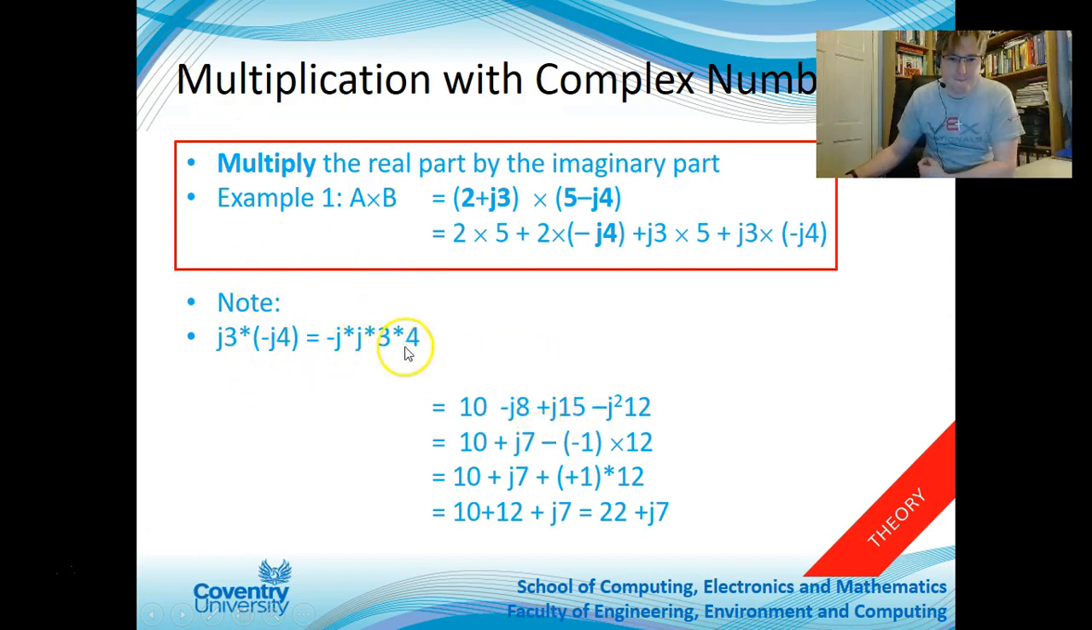Note our minus J squared becomes a minus 1, but that minus sign is still there because the J squared becomes minus 1. So there we have minus minus 1, which becomes plus 1. We can add these two complex numbers together. So minus 8 plus 15 gives us a plus 7. And then we can multiply the 12 by the 1 to give us a real number of 12. So we add the 10 to the 12, which gives us 22 plus J of 7.